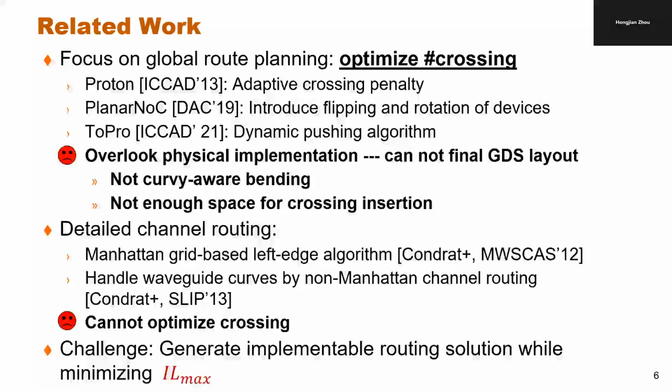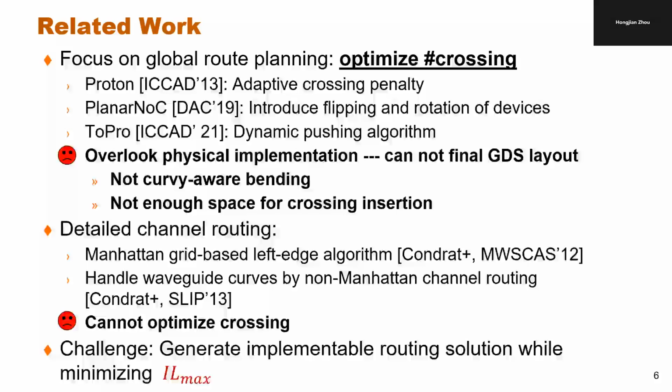There are already some works for PIC routing, but most of them focus on global route planning, especially on optimizing the crossing. But these methods overlook the physical implementation of the path, which may lead to path congestion and crossing insertion failure. And this solution is not the final GDS layout. And there are also some works on detailed channel routing, where the problem is reduced to a channel routing problem, but there is no room for further crossing optimization.